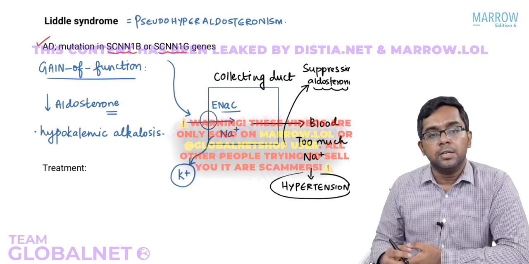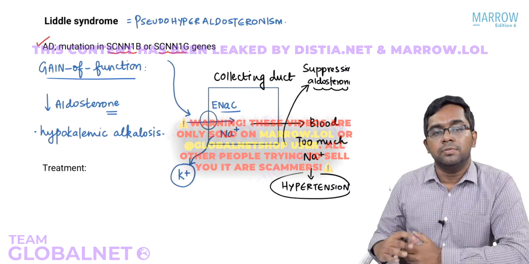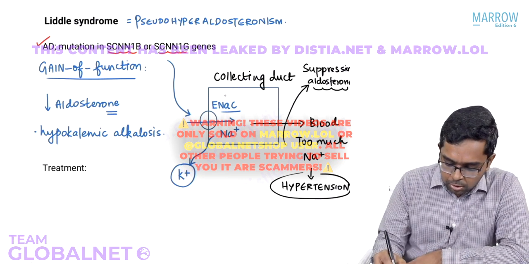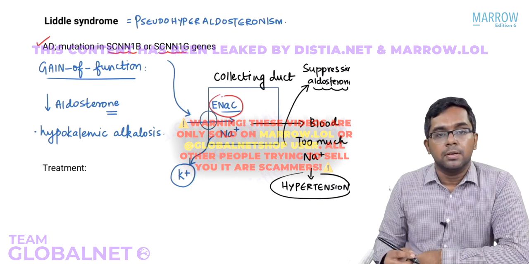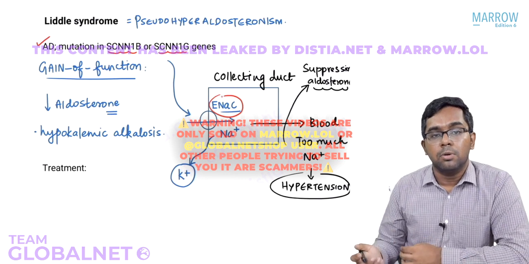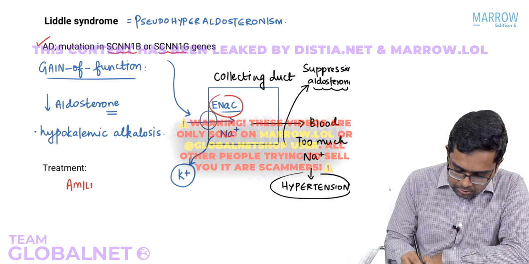What do you think will be the treatment of this condition? You have to some way or other suppress the activity of this over-functioning epithelial sodium channel. So you have to give a blocker of the epithelial sodium channel. Does any drug come to your mind which is an epithelial sodium channel blocker? Yes, it is amiloride, which is supposed to be the treatment of choice in this particular condition, right?